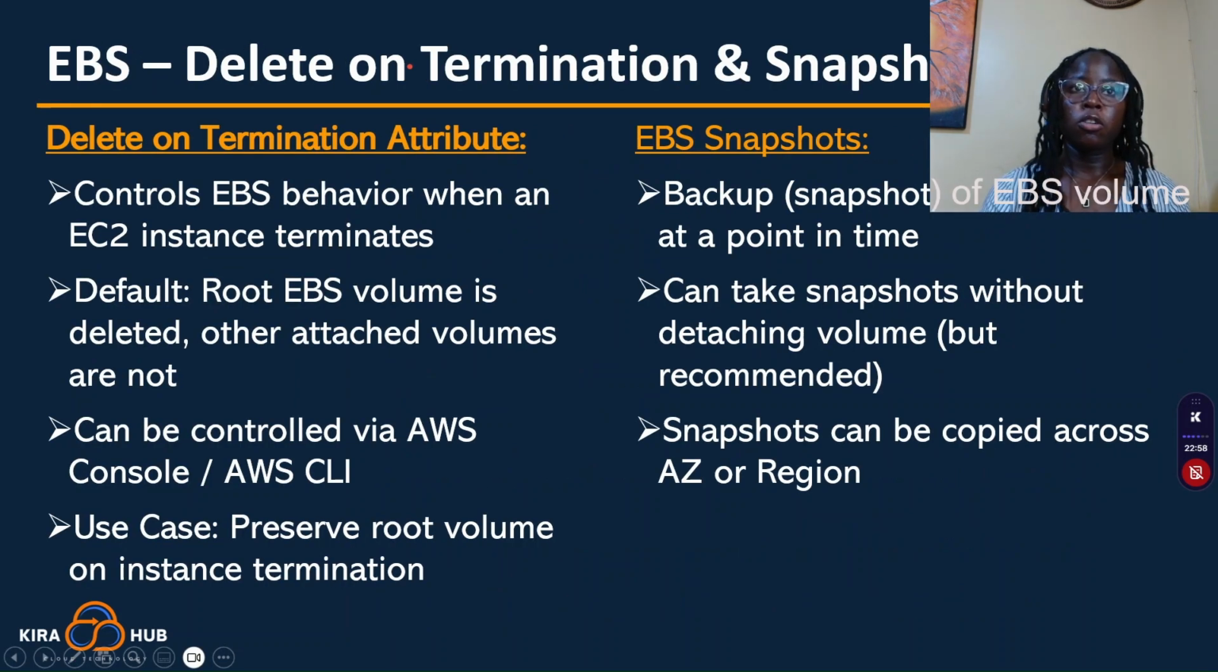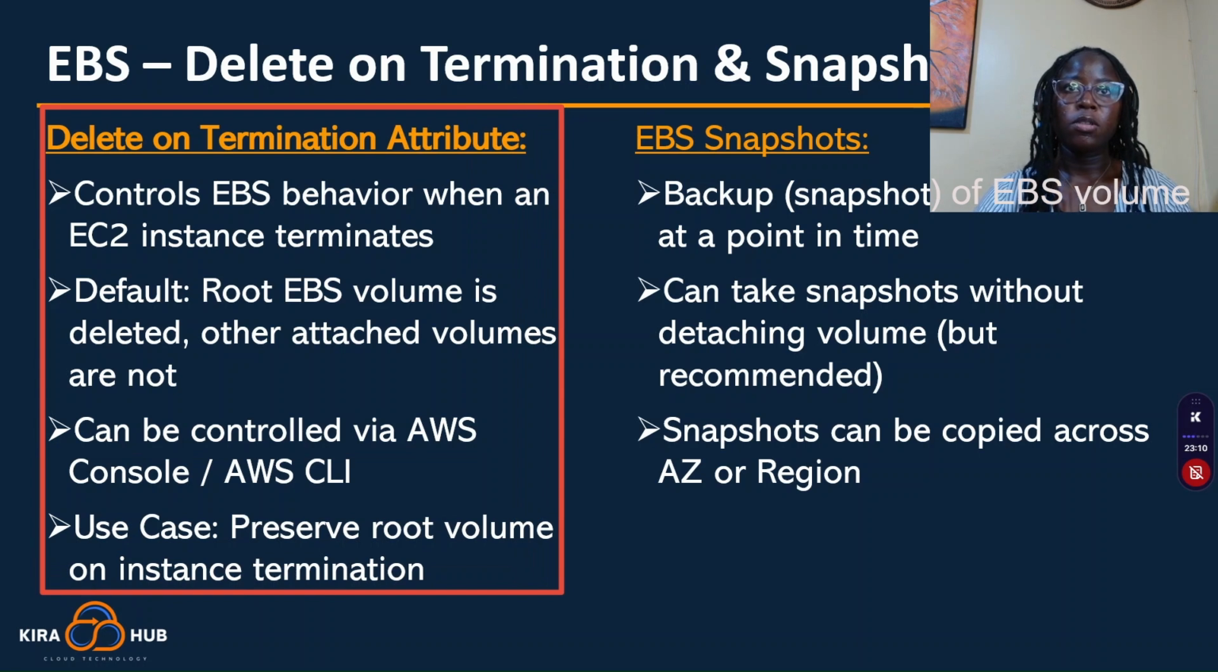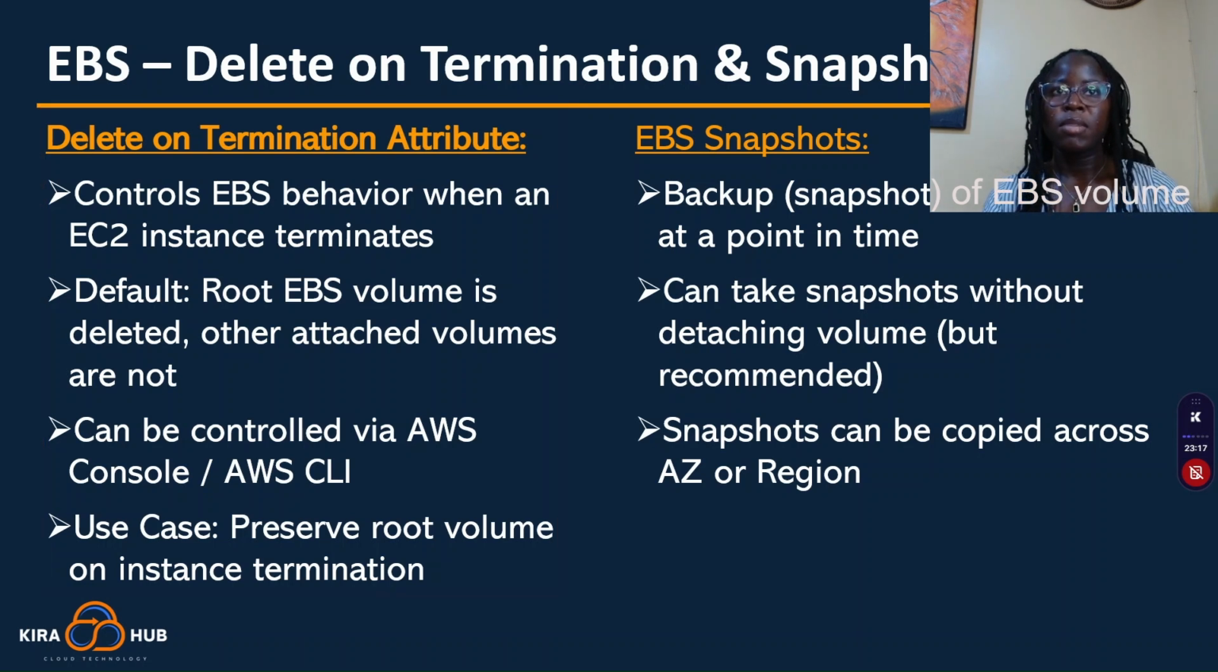Now, just a continuation on EBS volume, some of the things you might want to know about. We have these two features of EBS volume. The first one is the delete on termination attribute. This is an attribute that controls what happens to an EBS volume when an EC2 instance is terminated. By default, the root EBS volume, which is the main storage attached to our server, is deleted when we terminate our instance. That is a behavior which is enabled by default.